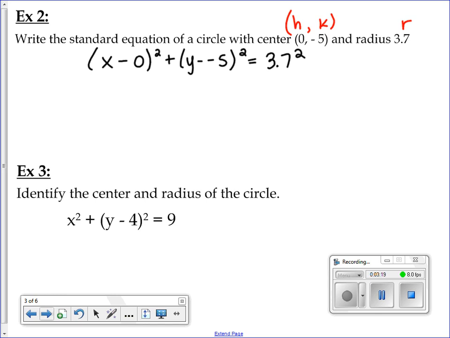Again, we're just going to simplify. X minus 0, that's just x. For this group, though, I'm going to turn this into addition. So I'm still going to keep it in parentheses and the square on the outside. And then now we're just going to square 3.7, which gives you 13.69. And that's your answer.